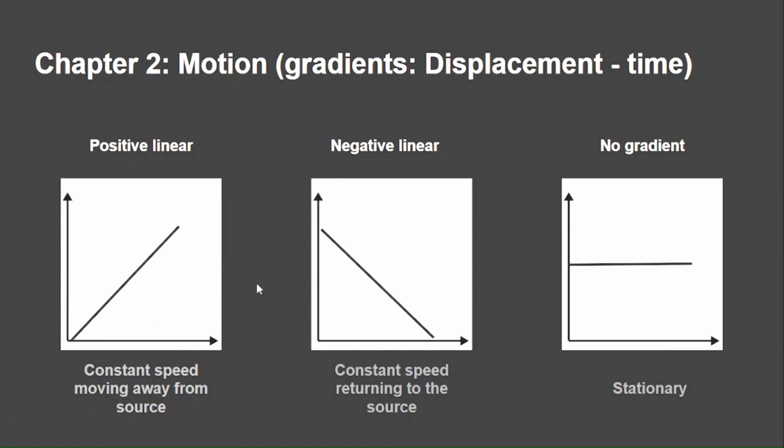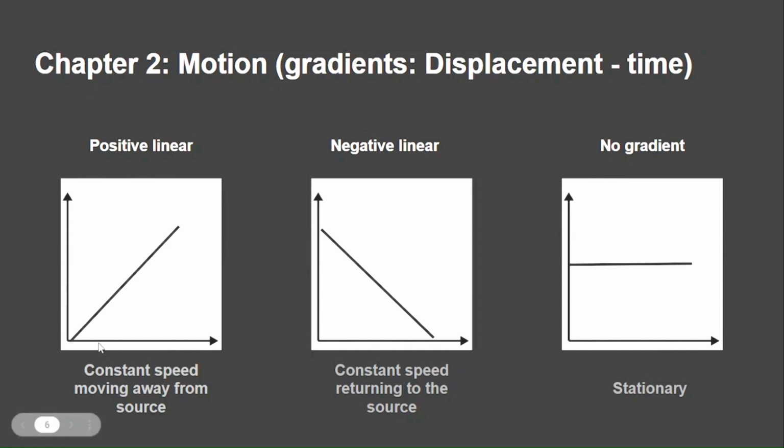So what do I mean by that? Displacement is a vector quantity. If we assume that your house is the source, then what we're saying here is that as the displacement increases, the object is moving further away from your house, or rather, the distance from your house of the object is increasing. If I look at the negative linear scenario, again, because it's linear, you have a constant velocity, because the gradient of displacement time is the velocity. But the fact that the displacement is decreasing in the graph means the object is coming back towards your house, which is the source.